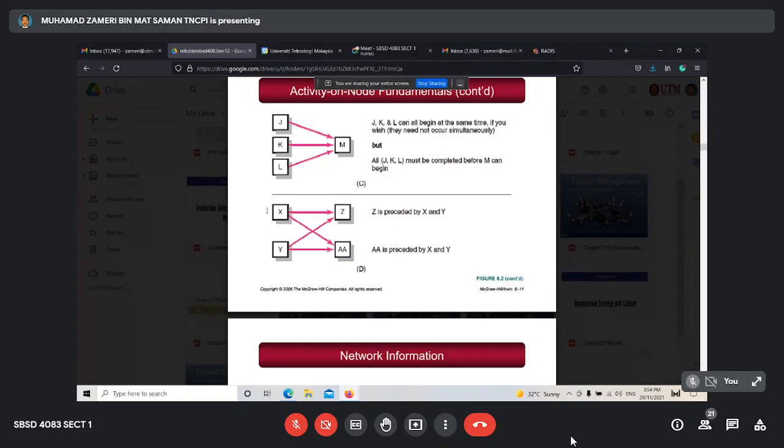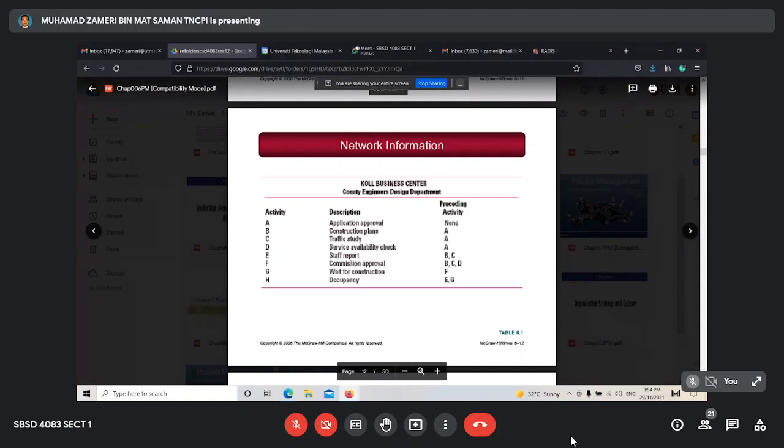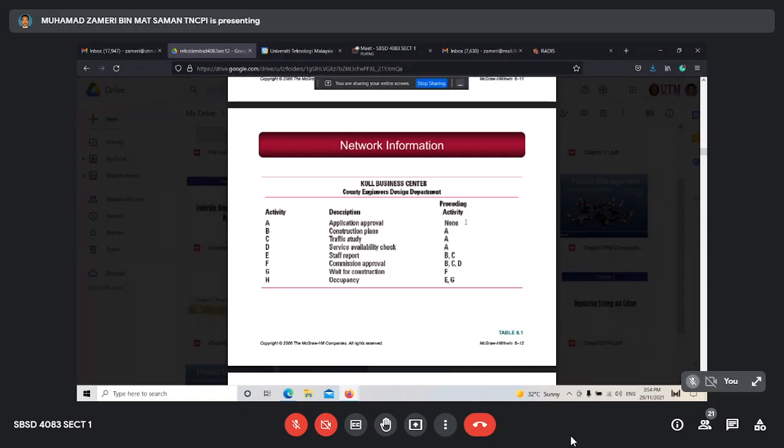Before you start AA, make sure activity X and Y finish because all the arrows from X and from Y go to AA. So that means AA is preceded by X and Y. The sequence, okay, so this is the data. If I ask you in a test or an exam, I will give the data like this.